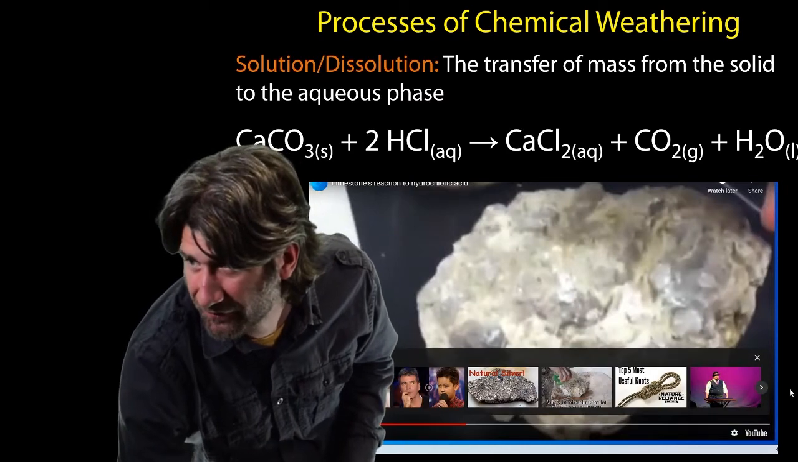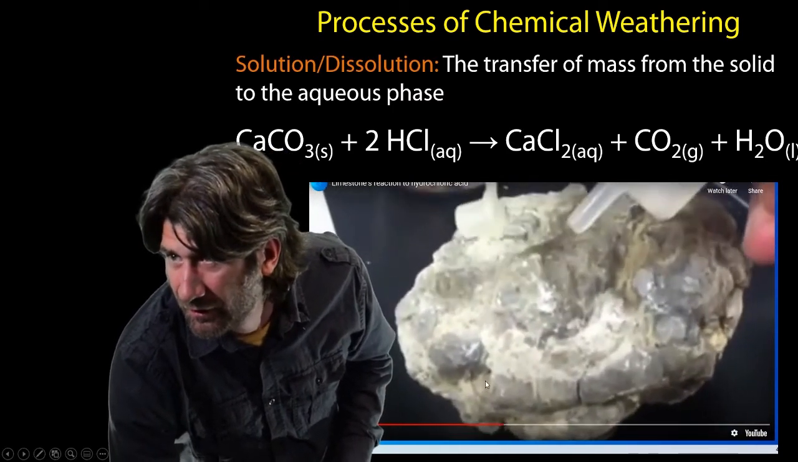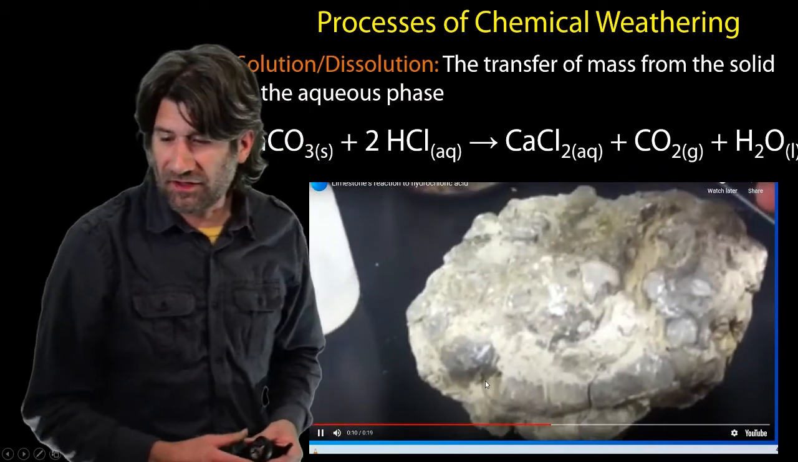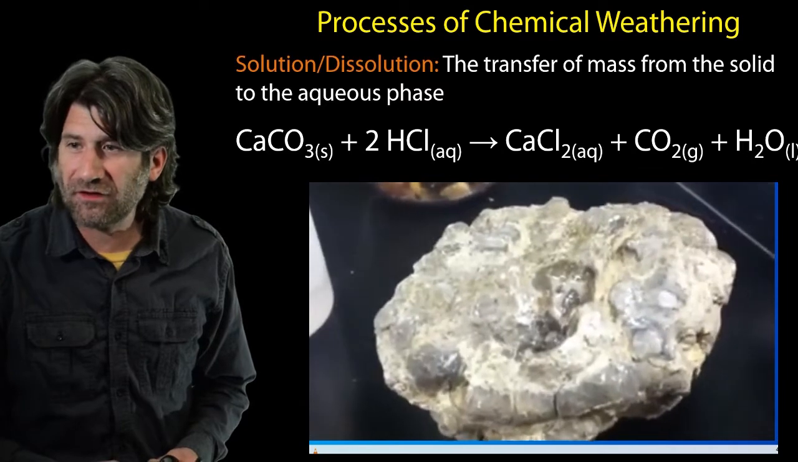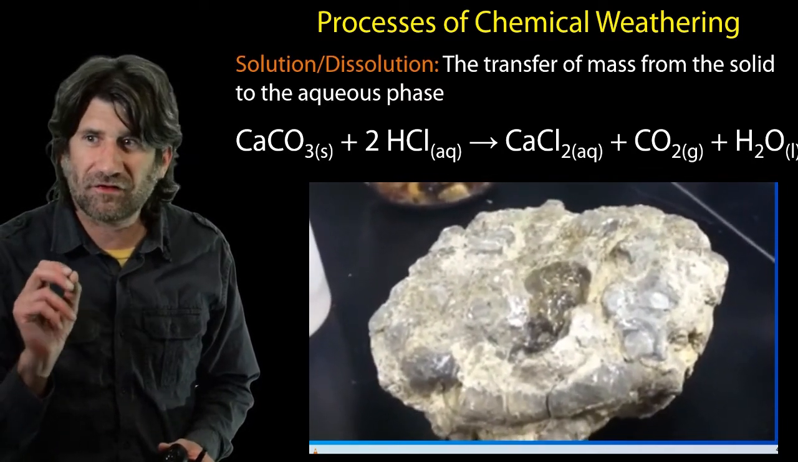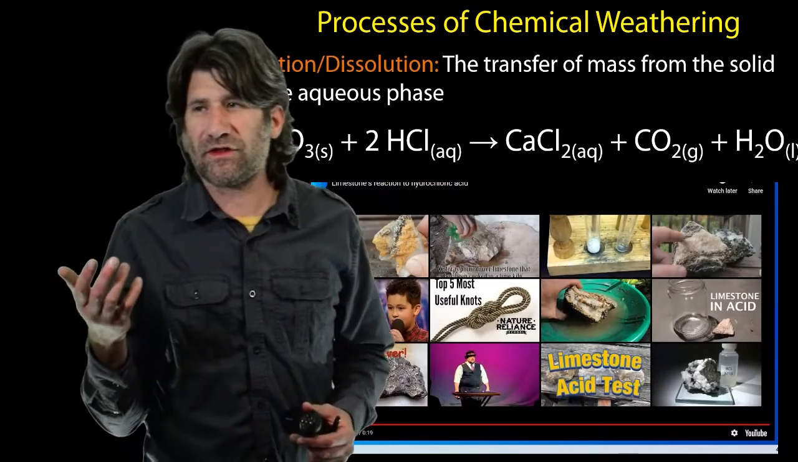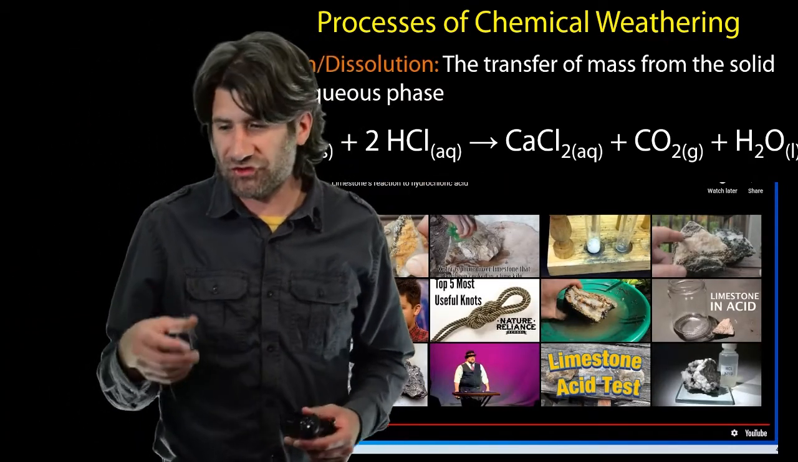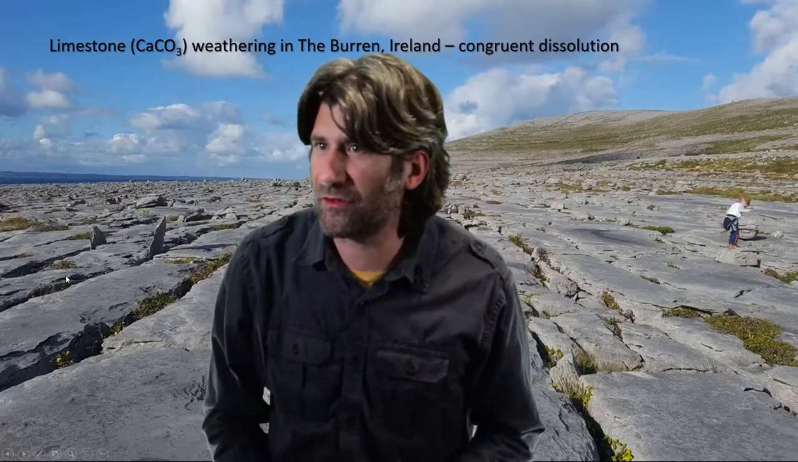If I go back to this video here, we can see the dropping of hydrochloric acid onto the limestone and see that fizzing, right? That fizzing, that's the reaction, and that's the off-gassing of carbon dioxide. And then we still have a solution that has the water and the calcium chloride solution. So that would be a great example of a congruent chemical weathering reaction.